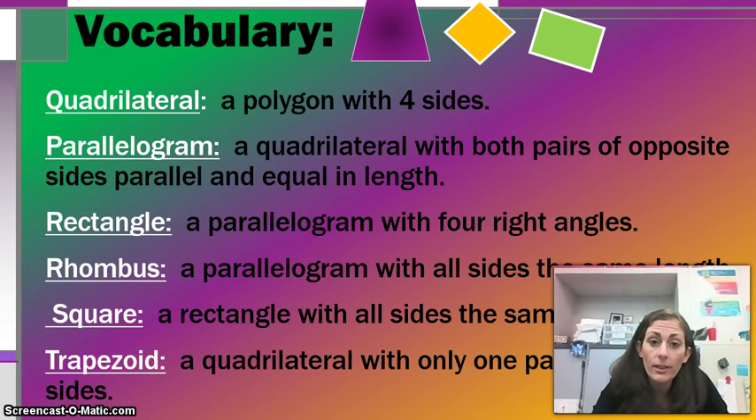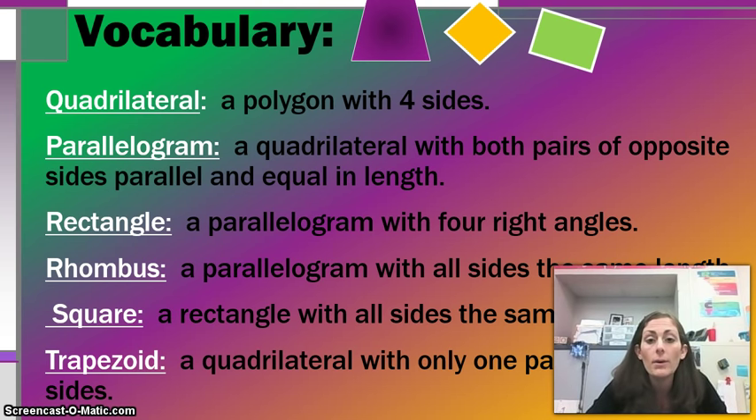There's a lot of vocabulary for tonight, so please go ahead and write all these down. Your first word is a quadrilateral, and that's a polygon with 4 sides. A parallelogram is a type of quadrilateral with 2 pairs of parallel lines with opposite sides congruent, also known as a quadrilateral with both pairs of opposite sides parallel and equal in length.